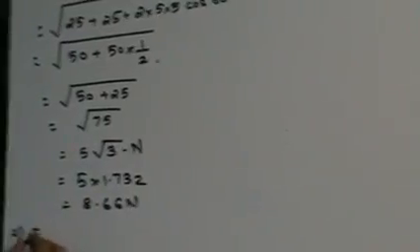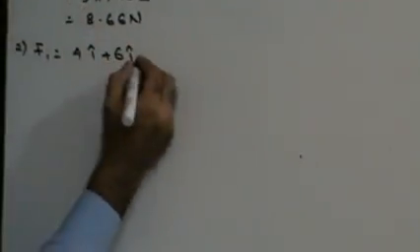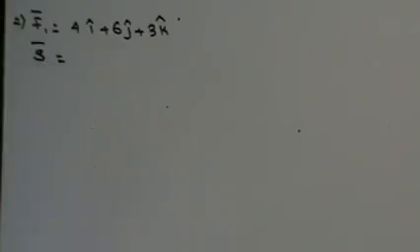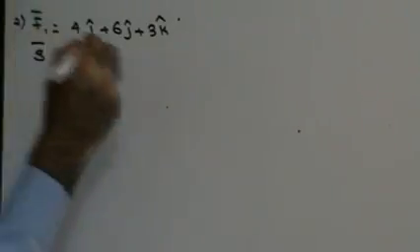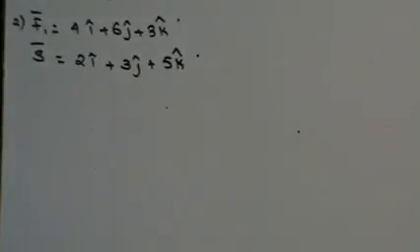A force F vector of 4i vector plus 6j vector plus 3k vector is acting on a particle and produces a displacement of 2i vector plus 3j vector plus 5k vector. Find the work done by the force.